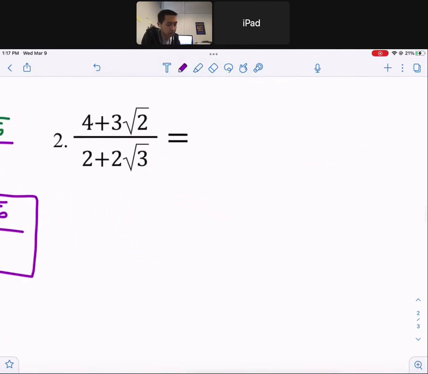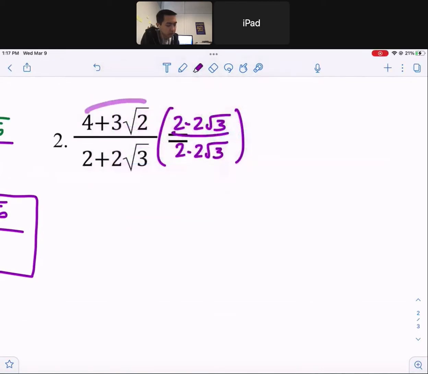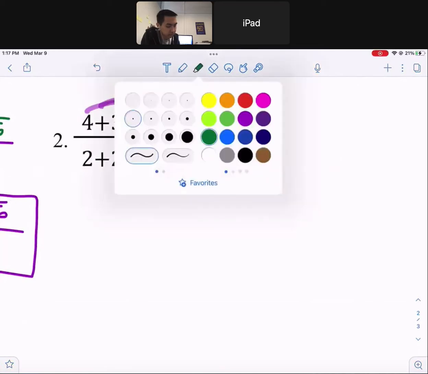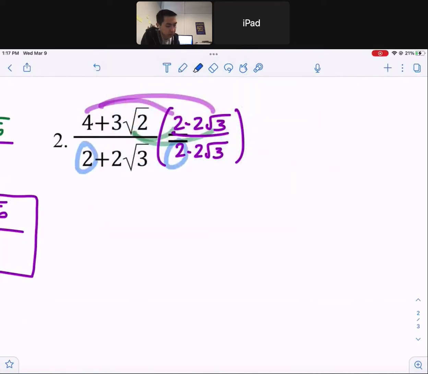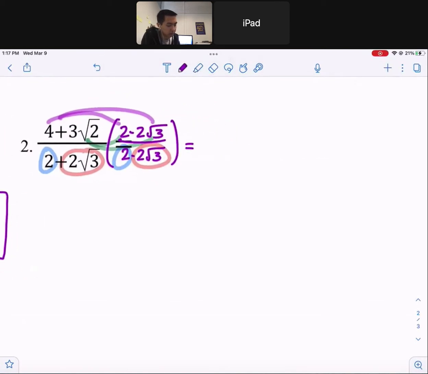Number 2, again, because there's a binomial, 2 terms in the denominator, we gotta multiply by the conjugate. So it's 2 minus 2 rad 3, 2 minus 2 rad 3, and this is where we gotta do our double distribution. The 2 and the 2, and the 2 rad 3 and the negative 2 rad 3. So follow the steps, right?